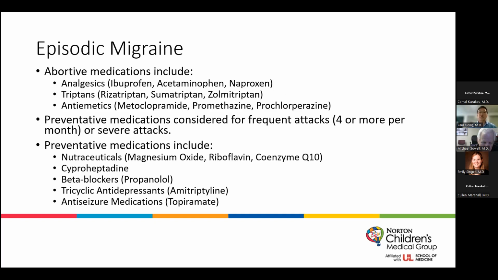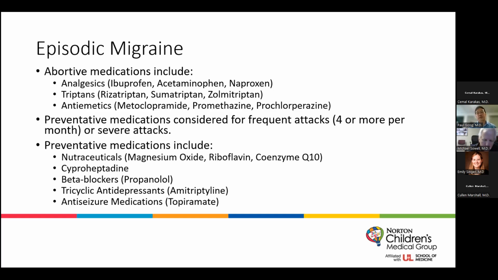In terms of when to start a daily preventative medication, we often consider that for attacks that are frequent or severe. And what we classify as frequent is 4 or more, or roughly 1 or more headaches per week. So 4 or more per month.